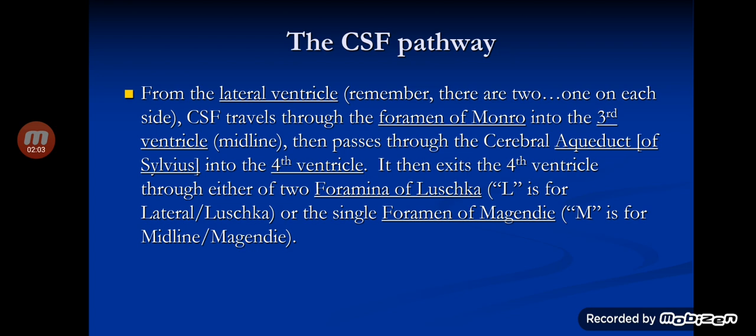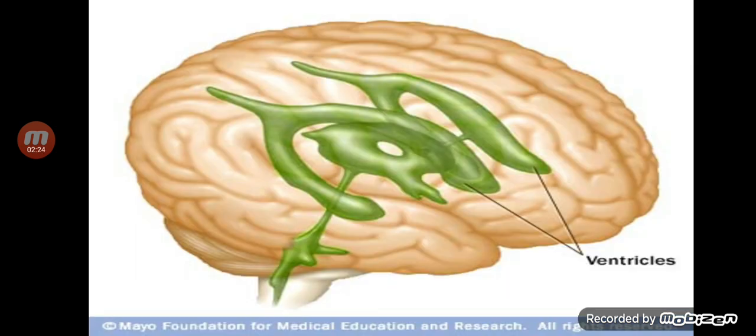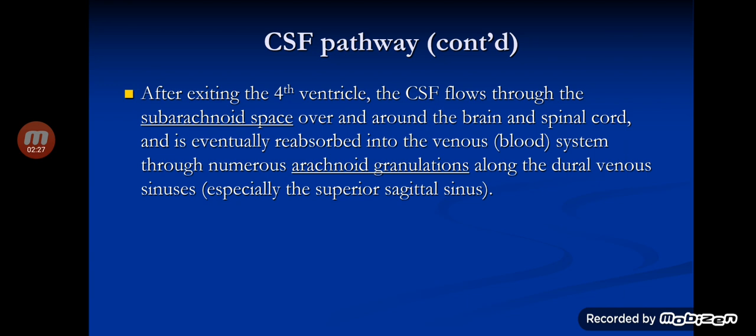In the CSF pathway, the CSF starts to flow from the two lateral ventricles through the foramen of Monro into the third ventricle, which is located in the midline. Then it passes through the cerebral aqueduct of Sylvius into the fourth ventricle. It then exits the fourth ventricle through either the two lateral foramina of Luschka or the central foramen of Magendie. After exiting the fourth ventricle, the CSF will flow through the subarachnoid space, over and around the brain and the spinal cord, and is eventually reabsorbed into the venous blood system through the numerous arachnoid villi distributed over the venous sinuses.